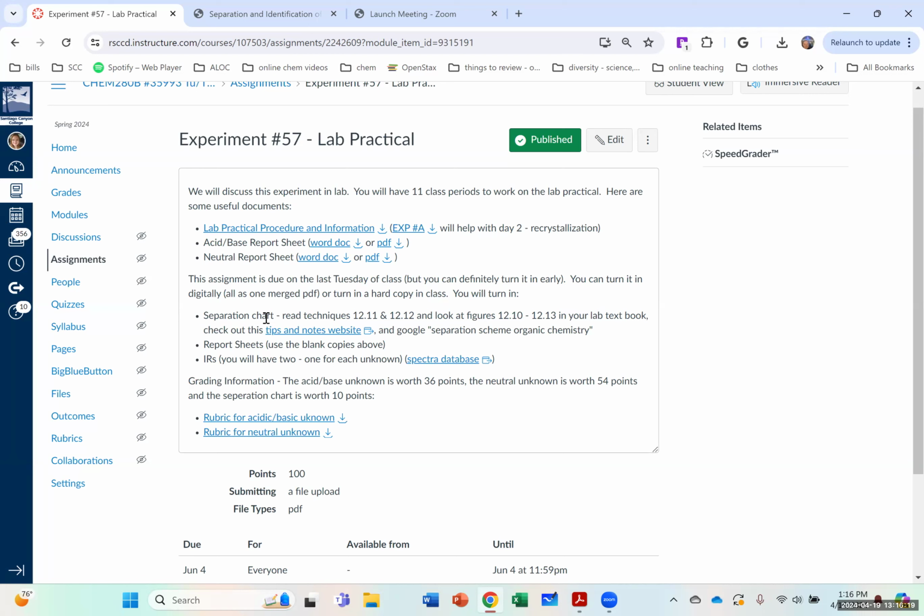So is that carbonyl peak an aldehyde? Is it a ketone? Is it an ester? Kind of figuring out what those peaks mean. So plan for each day or a couple days at a time. Don't try and plan for the whole lab at once.